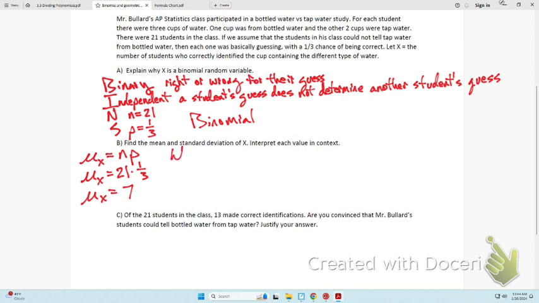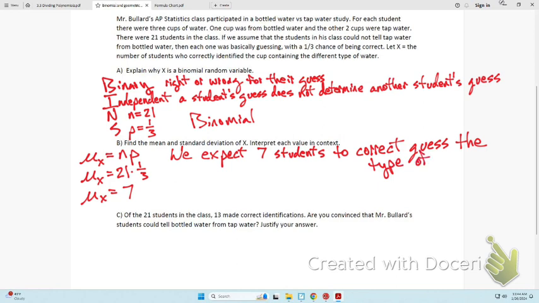That means we expect seven students to correctly guess the type of water. On average. No, I don't even think we need to say that because we said expect. On average, we expect, yeah.